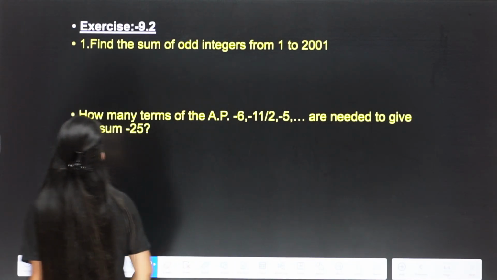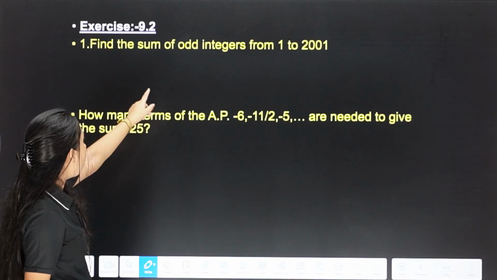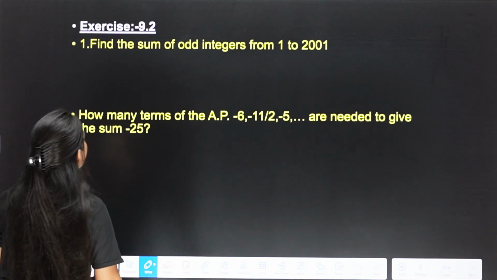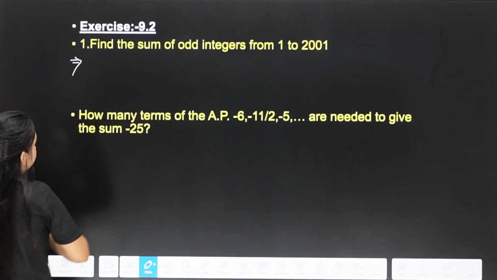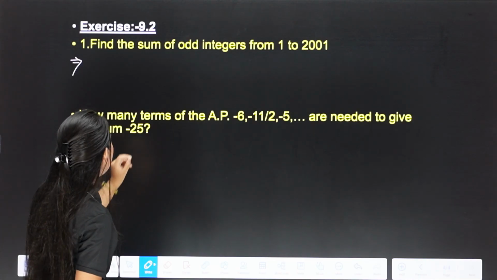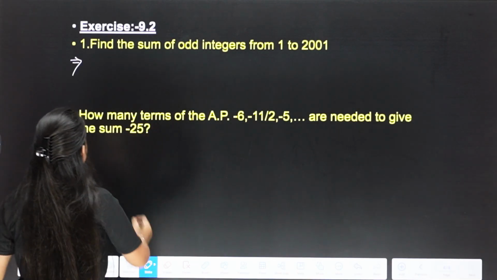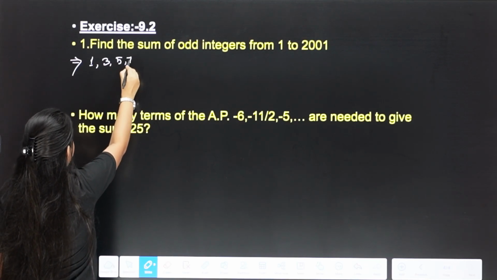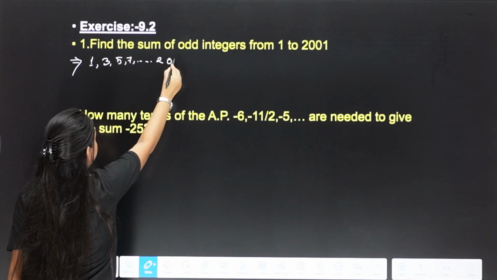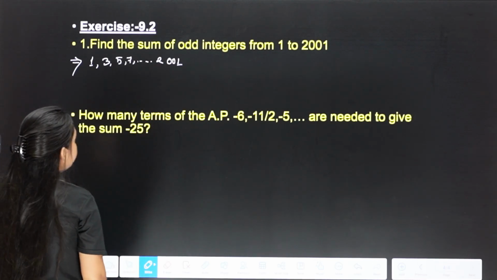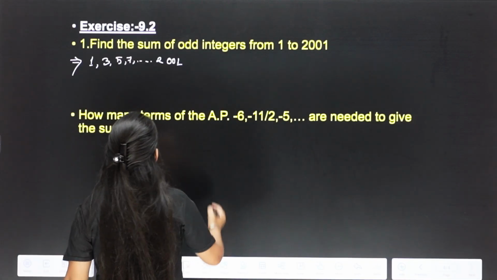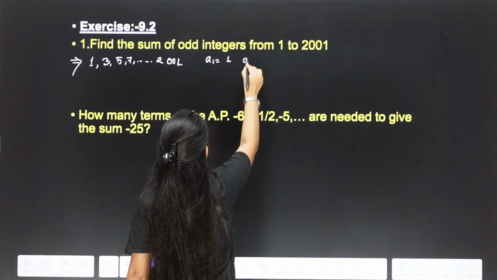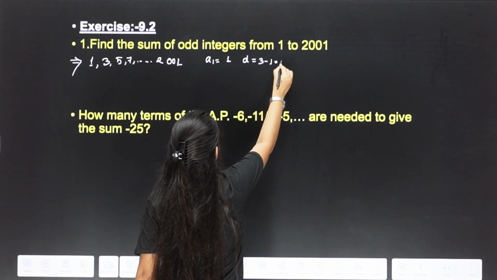Exercise 9.2. So we are asked to find the sum of odd integers from 1 to 2001, that is 2001. So first of all we will write the sum of a few odd integers, that is 1, 3, 5, 7 and up to 2001. So can you tell me what is the first term? Our first term is a1 is equal to 1 and common difference is 3 minus 1 that is 2.